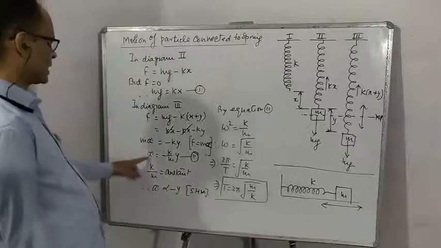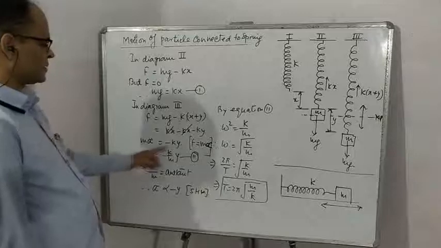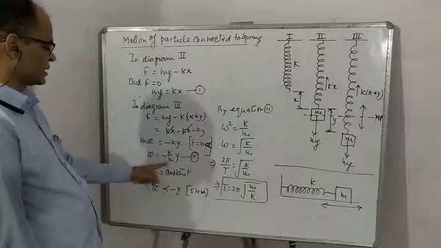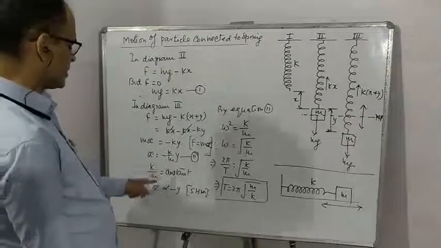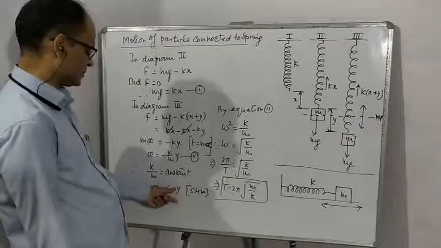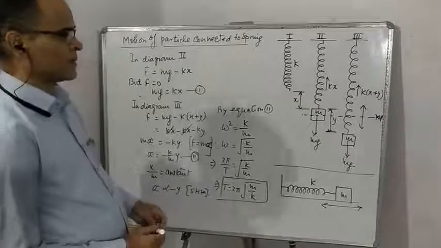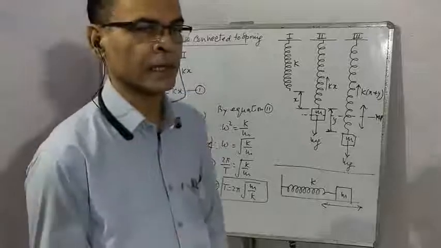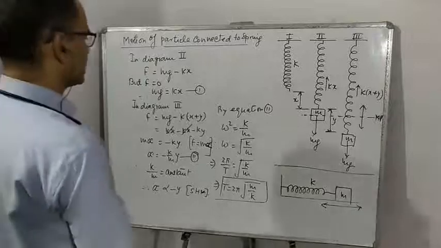So from here we get alpha is equal to minus k by m into y. For a given spring, k is constant. For a given particle, m is constant. So k by m is a constant. And if k by m is a constant, alpha is directly proportional to minus y. And this is the condition for simple harmonic motion. It means if a particle is suspended by a spring and oscillating, then the oscillation of this particle will be simple harmonic.